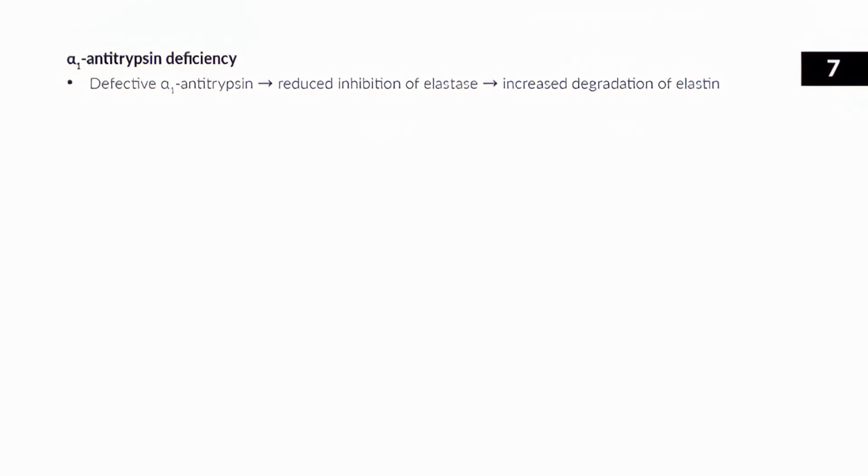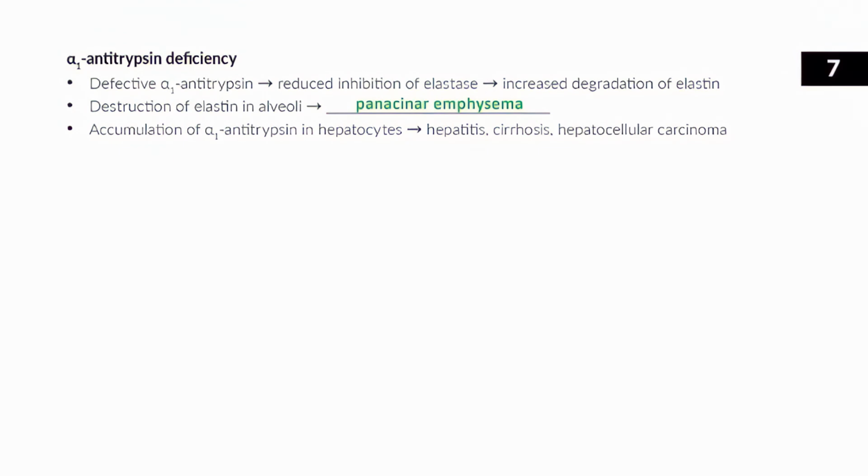And so with increased degradation of elastin, you're going to get destruction of elastin in the alveoli, which results in emphysema, a pan-acinar emphysema. So if you see emphysema in a non-smoker, think about alpha-1 antitrypsin deficiency, especially a young non-smoker. The other clinical finding in alpha-1 antitrypsin deficiency is that this defective alpha-1 antitrypsin molecule can accumulate and polymerize in the hepatocytes, and that leads to liver disease like hepatitis, cirrhosis, and even hepatocellular carcinoma.